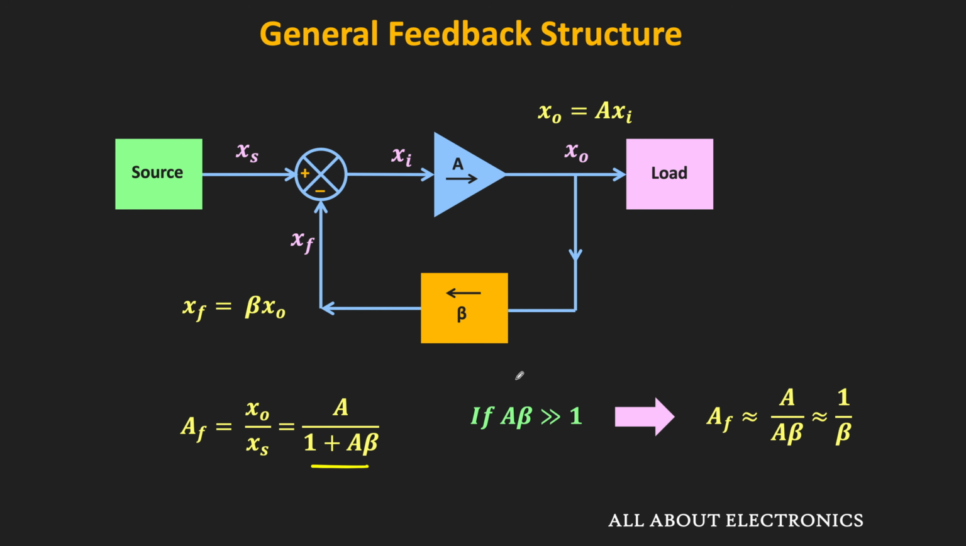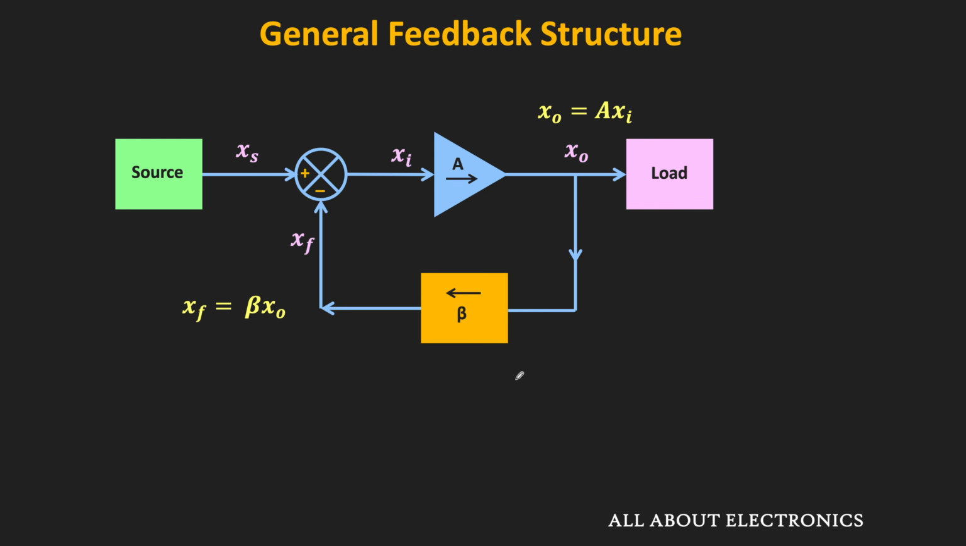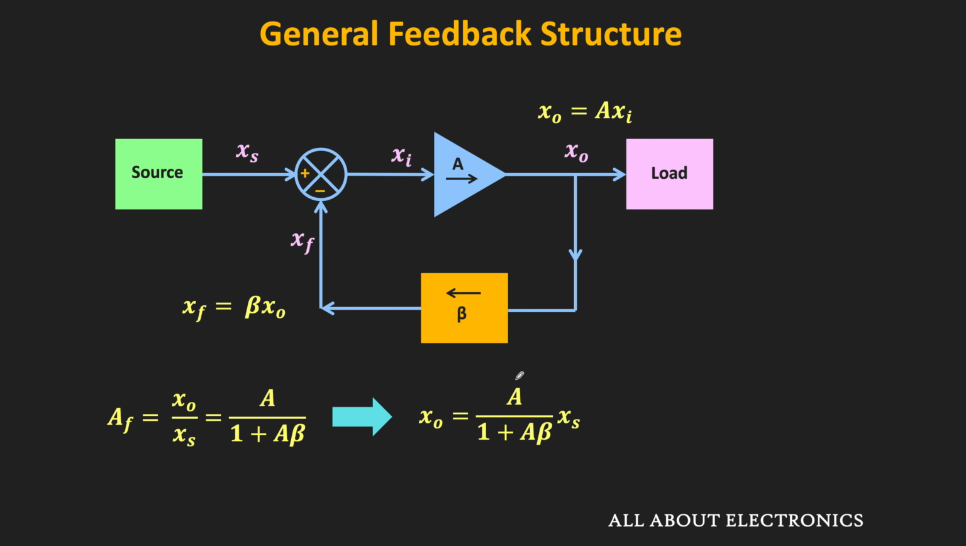Alright, so let us see another interesting thing related to the feedback. With the feedback, we have seen that the closed loop gain AF is equal to A divided by 1 plus A beta. From this we can say that X0 is equal to A divided by 1 plus A beta times Xs. Now we know that the feedback signal Xf is equal to beta times X0, and the value of X0 can be given by this expression.